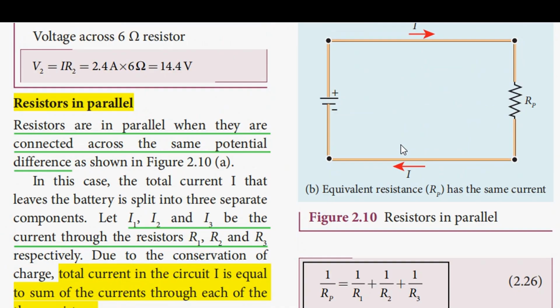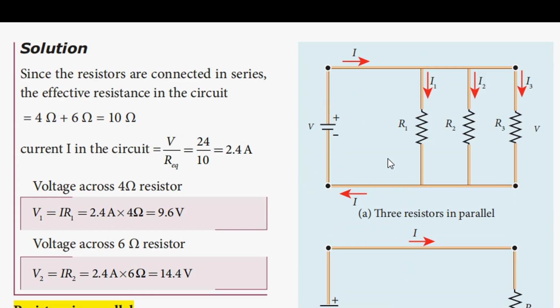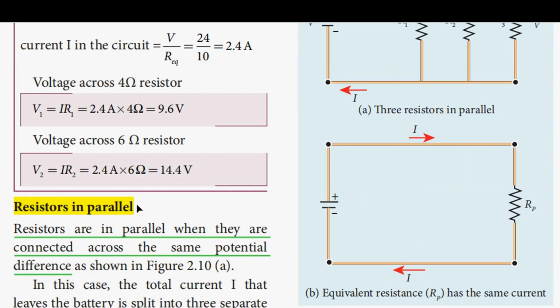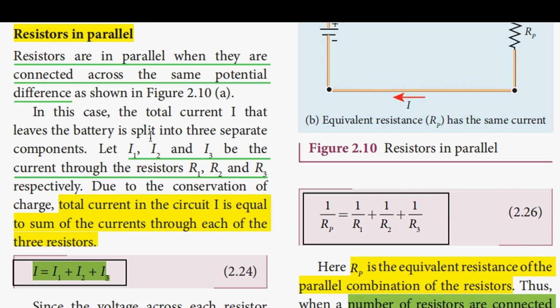Next, we are going to study about the resistors which are connected in parallel. The resistors are in parallel when they are connected across the same potential difference as shown in 2.10a, like this. So there are three resistors R1, R2 and R3 which are connected in parallel to the potential difference. In this case, the total current I that leaves the battery is split into three separate components. That is, I will be split into I1, I2 and I3 through the resistors R1, R2 and R3.